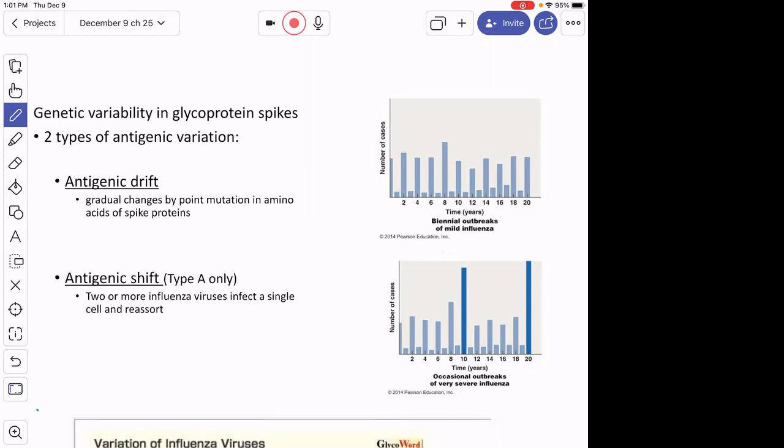When those spike proteins change, that gives the virus maybe different transmissibility, and sometimes different severity of disease, kind of like coronavirus. So we talked about the different antigenic variation that we see with those spike proteins. There's always a little bit of slow point mutation, which we would consider antigenic drift.